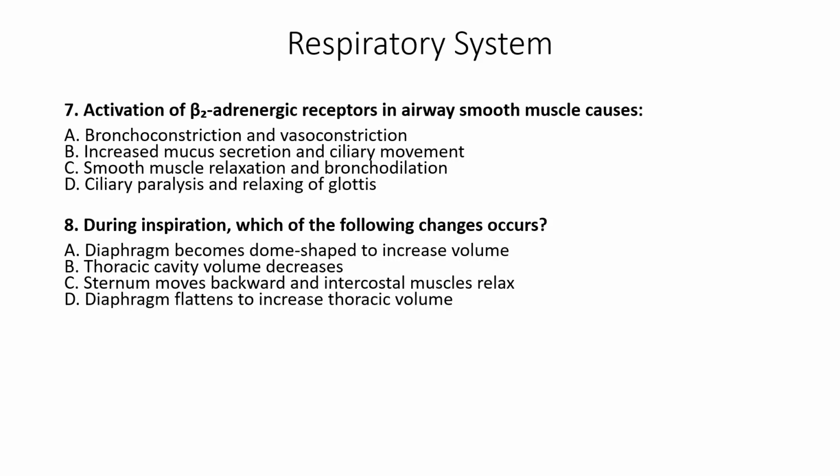So good job. Yeah, the correct answer is indeed option D, which is the diaphragm flattens to increase the thoracic volume. So how does this work? During the process of inspiration, so you're taking in air, the diaphragm contracts. So essentially, it flattens. When it flattens, you're essentially increasing the thoracic volume. And when you're doing that, the pressure within the cavity is decreasing.